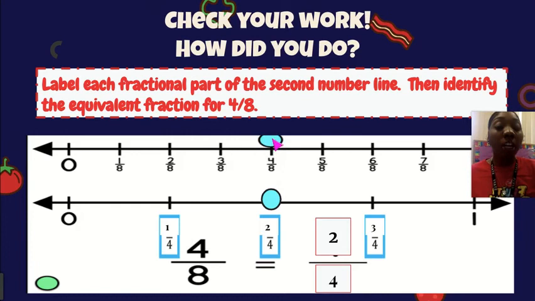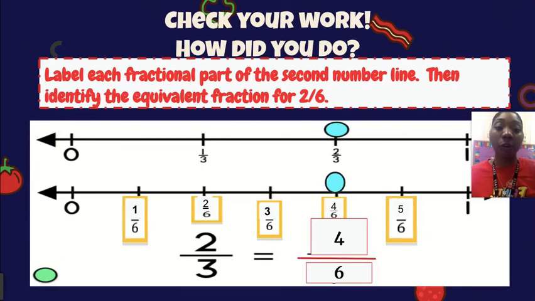So we know equivalent fraction means that it has the same point on a number line. So where would I place my second point? Absolutely, 2/4, because that means that they have the same point. So 4/8 is equal to 2/4. Make sure you check your work. How'd you do? Good? Great.